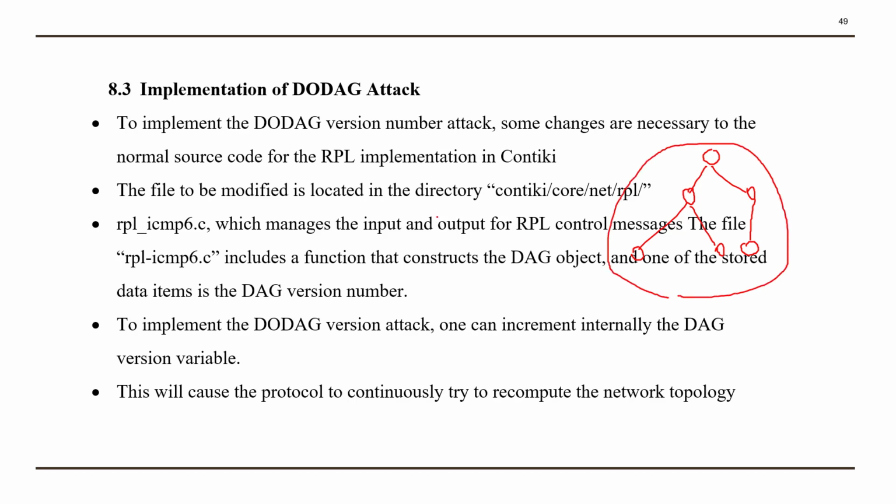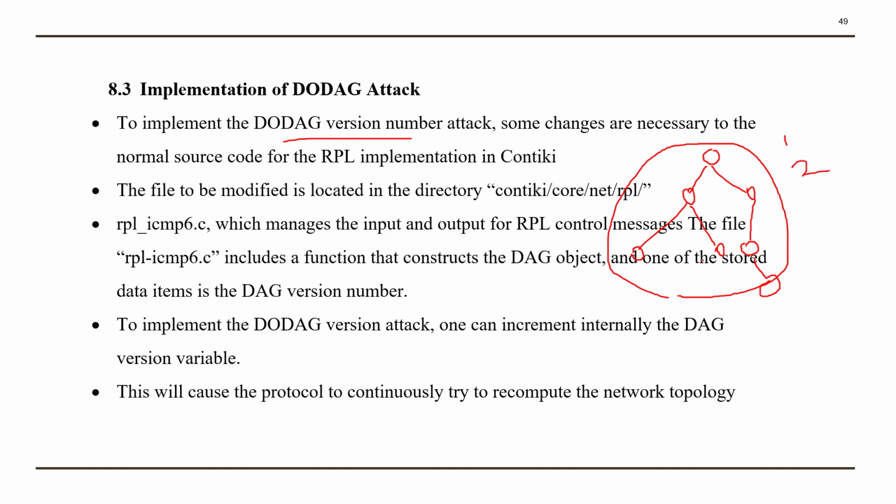Now what does the DODAG attack mean? Every DODAG will have a number that is called the version number. For example, if you run the topology now, the version number will be 1. Then if somebody is joining the network, the DODAG is changing, and now the version is going to be 2.